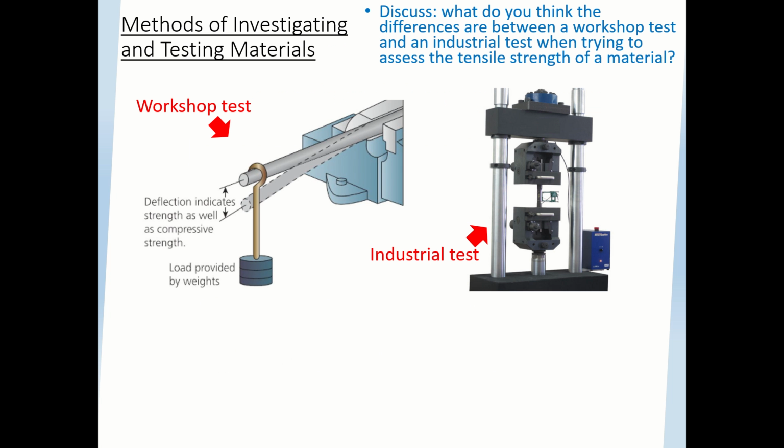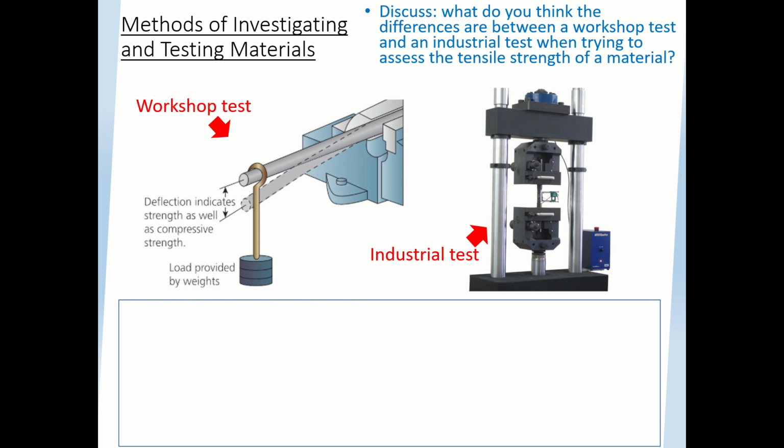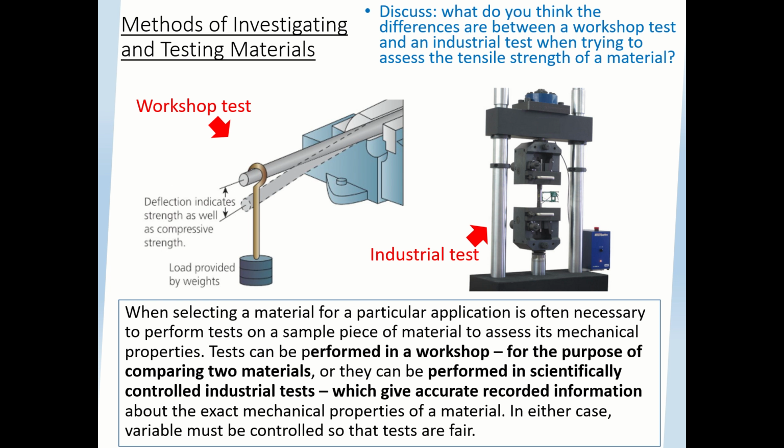Just to begin, I want to discuss the difference between workshop tests and industrial tests because you could test materials either way. But when selecting materials for a particular application, it's often necessary to perform tests on a sample piece to assess its mechanical properties. Now, if you did it in a workshop, this is for the purposes of comparing two materials. If you did it scientifically, that would be controlled industrial tests. They give very accurate recorded information.